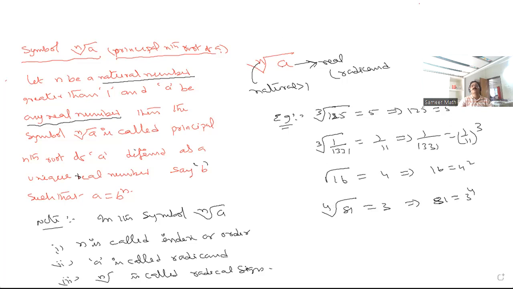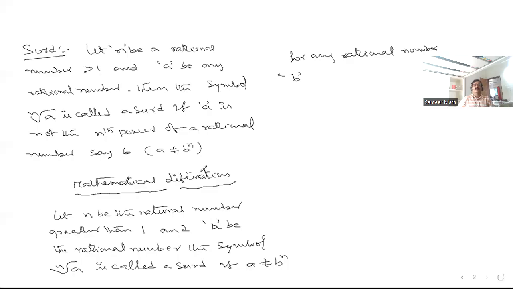Now we will discuss the difference between this symbol, the principal nth root of A, and the surd. That difference I want to tell you, and you will come to know the definition of surd. There is a difference between the principal nth root of A and a surd. Here I'll mark the differences. Please catch this particular point.